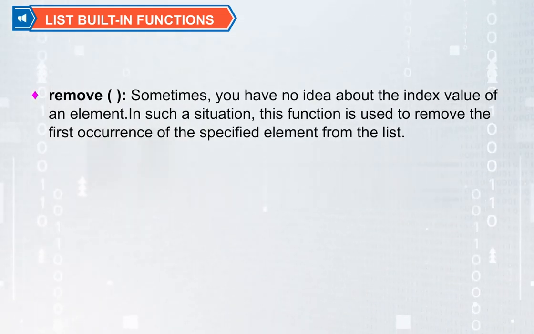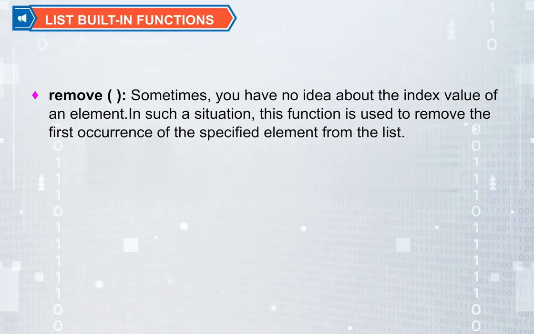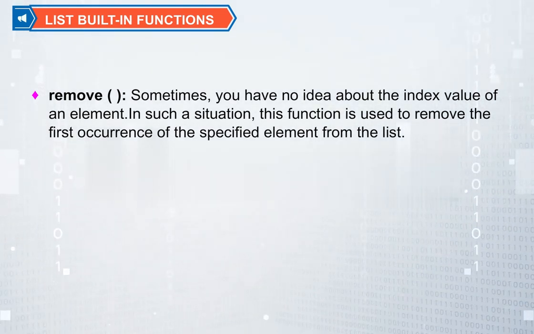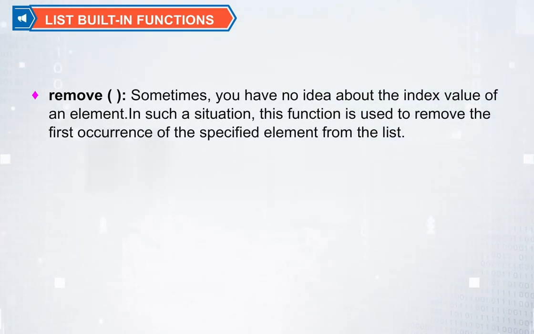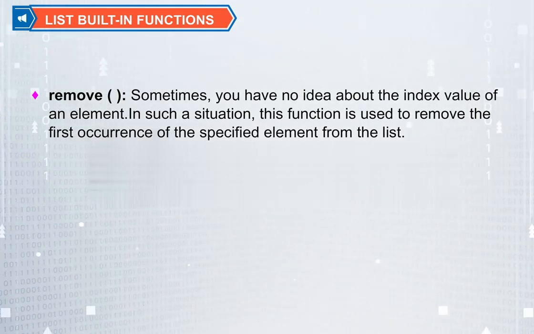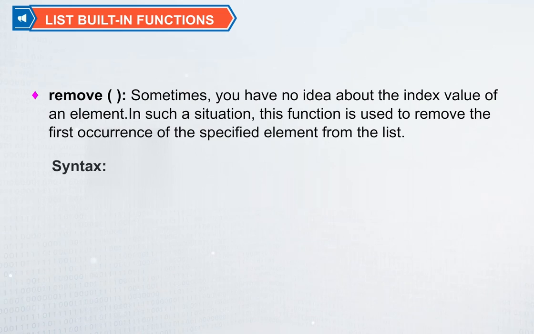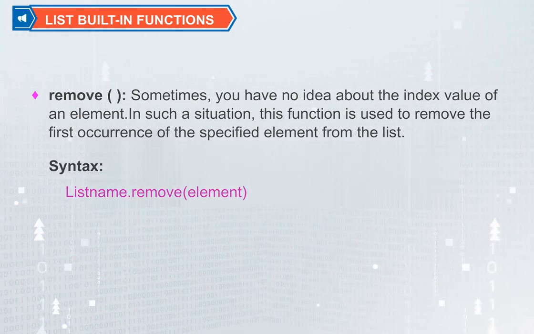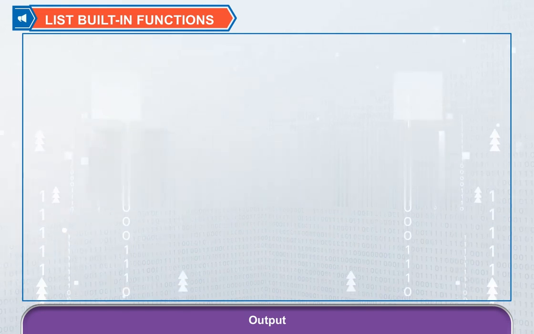Remove. Sometimes you have no idea about the index value of an element. In such a situation, this function is used to remove the first occurrence of the specified element from the list. Syntax: list_name.remove(element). Program. Output.